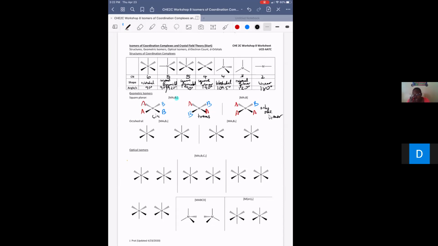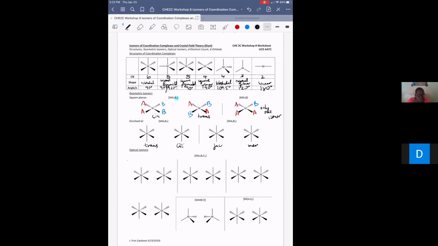We can also have octahedral geometric isomers, and we'll have 2 different types of octahedral geometric isomers. One will be our trans versus our cis isomer, and the other is our facial versus our meridional isomer, right? So facial, fac, meridional, mer.